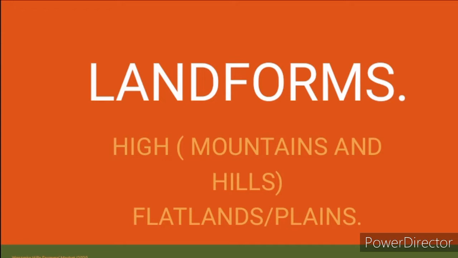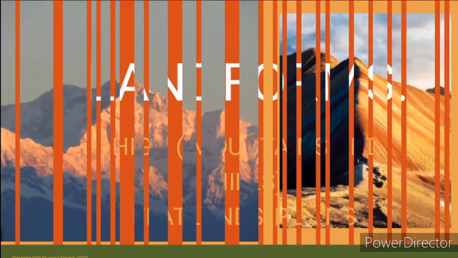Landforms refer to the shape of the land in an area, and it could either be high or flat. If it's high, it's a mountain or a hill. And flat lands can also be called plains.